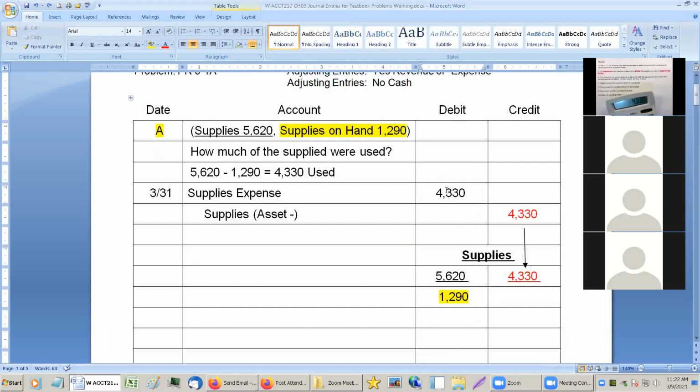Okay, so this adjusting entry does two things. First of all, it says we put on the expense for how much stuff we used up. But second of all, it also corrects our supplies account, because our supplies account has 5,620 sitting in it, and we don't have that much of supplies. We only have 1,290. So we have to take out that 4,330, I should say. Question on that?